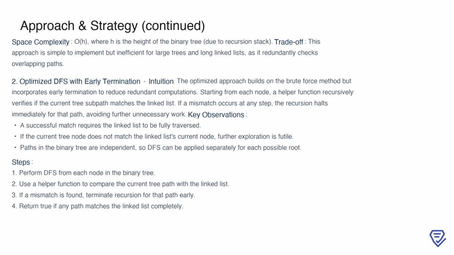While this method is simple to implement, it becomes highly inefficient for large trees and long linked lists due to redundant checks on overlapping paths. To address this inefficiency, we can consider an optimized depth-first search approach that incorporates early termination. The intuition here is to build on the brute force method but to halt recursion as soon as we detect a mismatch. This saves us from unnecessary computations.